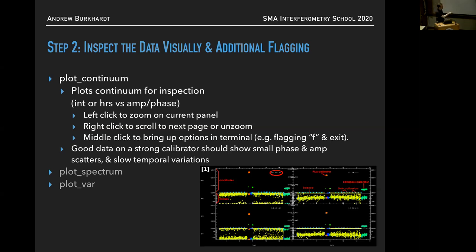You can actually click on individual data points and flag them, and it'll produce a nice little X on it. This lets you flag your data in a way that's a little easier than trying to type it all in by hand and figuring out exactly which integration it is. As you're going through your continuum and flagging, you want to make sure you have good data on a strong calibrator, and that should show up as small phase and amplitude scatter. Everything should be nice and tight with no sharp temporal variations. That's one thing you will want to look for.